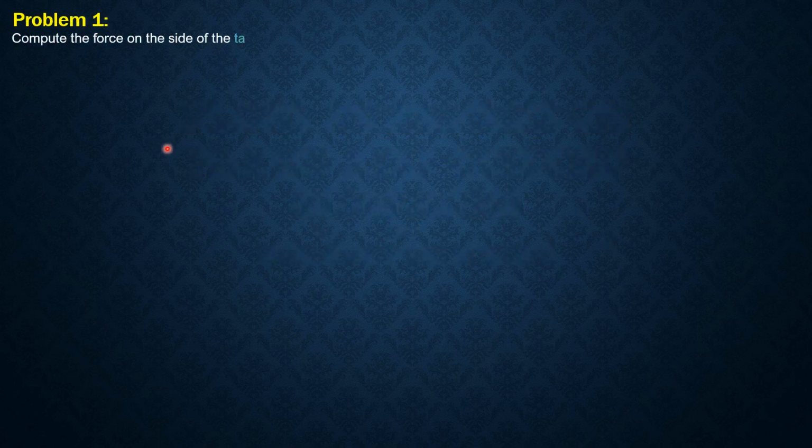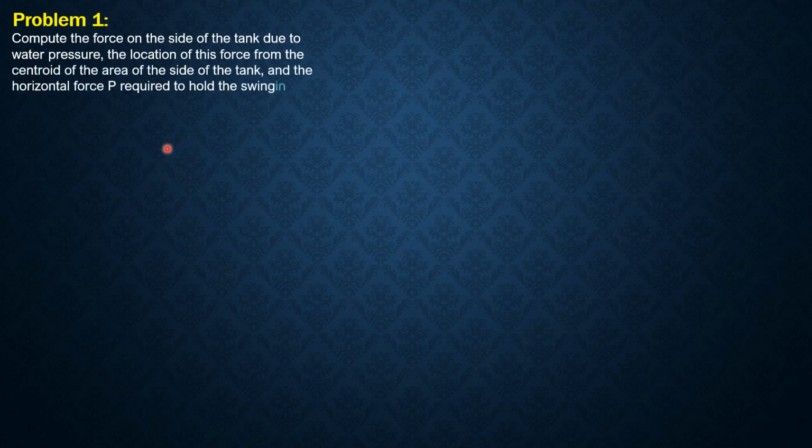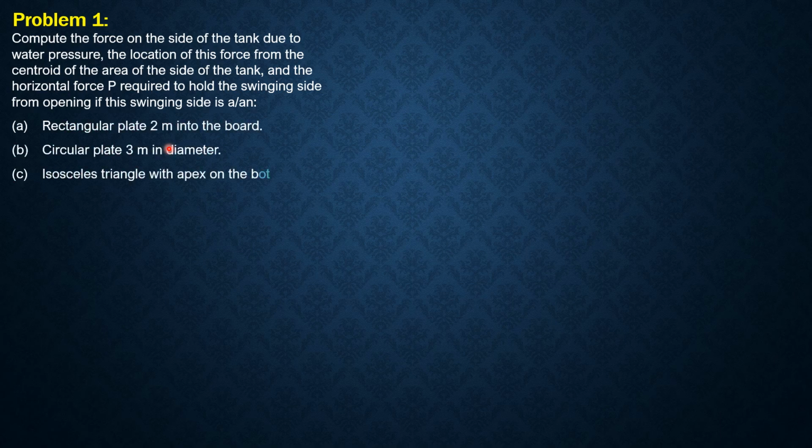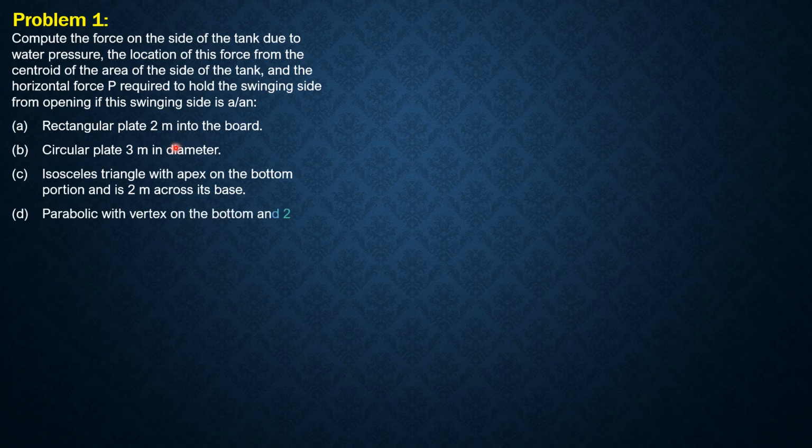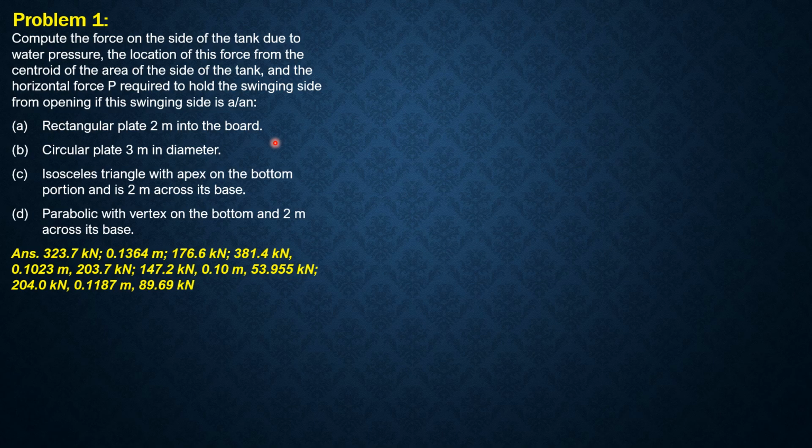For problem 1, compute the force on the side of the tank due to water pressure, the location of this force from the centroid of the area of the side of the tank, and the horizontal force P required to hold the swinging side from opening if this swinging side is: letter A, a rectangular plate 2 meters into the board or into the screen; letter B, a circular plate 3 meters in diameter; letter C, an isosceles triangle with apex on the bottom portion and 2 meters across its base; and letter D, a parabolic plate with vertex on the bottom and 2 meters across its base.